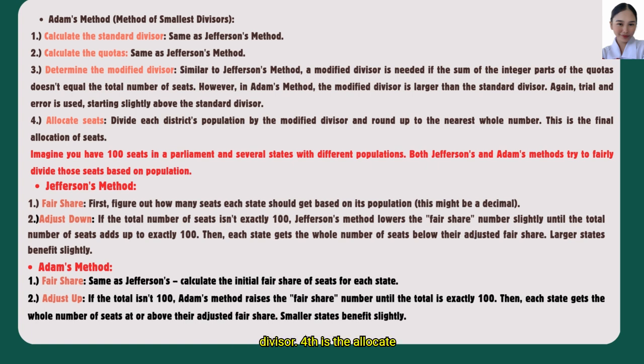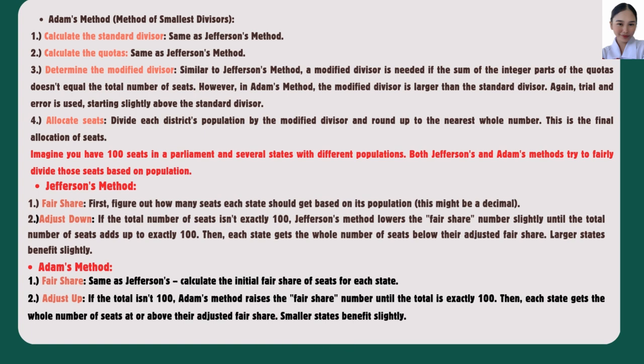Fourth is allocate seats. Divide each district population by the modified divisor and round up to the nearest whole number. So this is the final allocation of seats. The key difference lies in the direction of adjustment of the divisor and the rounding method used in the final allocation step. Jefferson's method favors larger states, rounds down, and uses a smaller divisor, while Adams' method favors smaller states, rounds up, and uses a larger divisor.